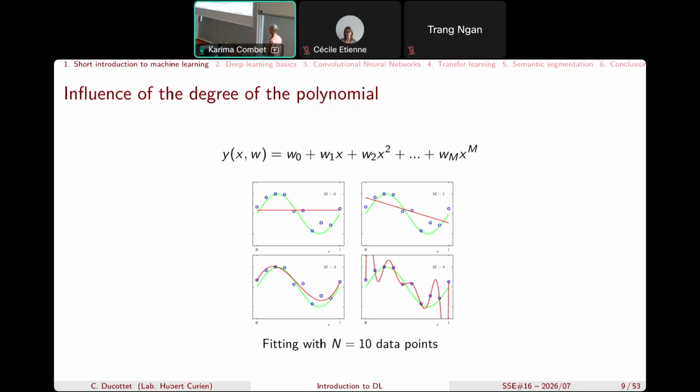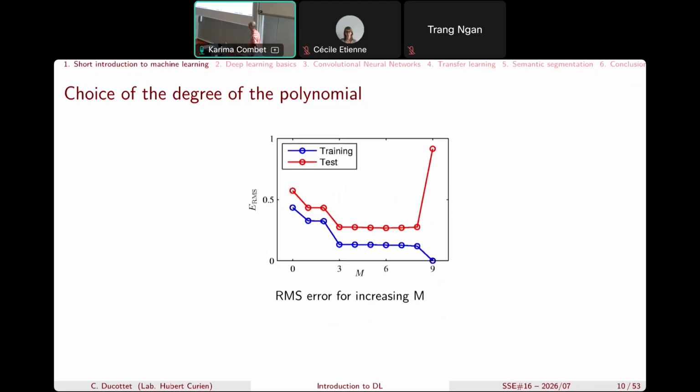But if we have, for example, in the training set, 10 points, and we take a polynomial of degree 9, we will find a perfect polynomial which will pass through exactly all the points, okay? That's normal because we have as many points as the degree of the polynomial. So you could see here that this is perfect, but maybe this is not what we want, because in this case, we will not be able to generalize. So if we have new data, it will not work.